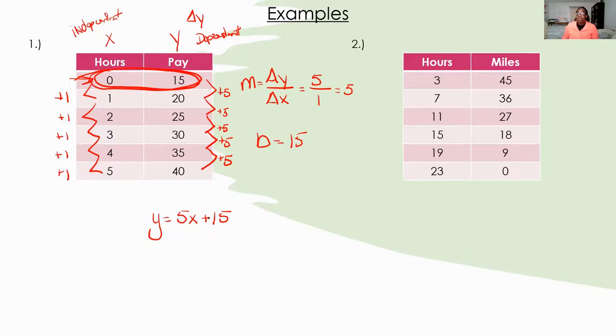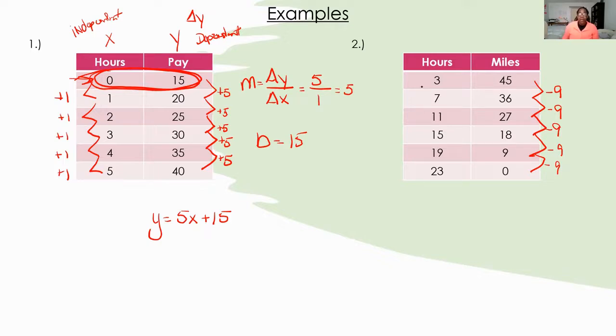So we have hours and miles this time. Let's take a look at what's going on with the pattern of my miles. Is it increasing or decreasing? Hopefully you're saying decreasing. But decreasing by how much? From 45 to 36, that's 9. From 36 to 27, that's also subtracting 9. 27 to 18, subtracting 9. 18 to 9, subtracting 9. 9 to 0, subtracting 9. So the pattern is going down by 9s.